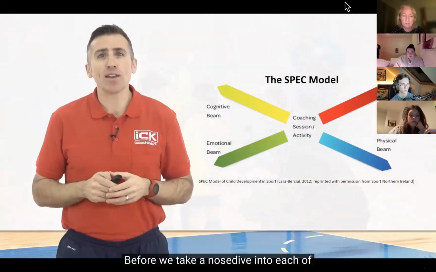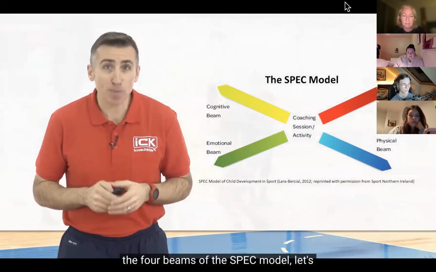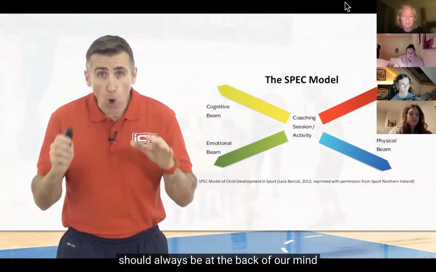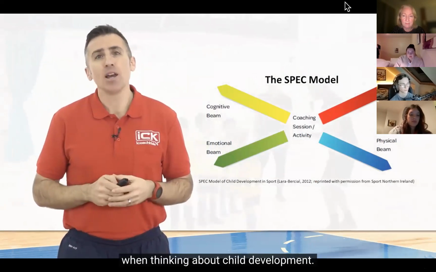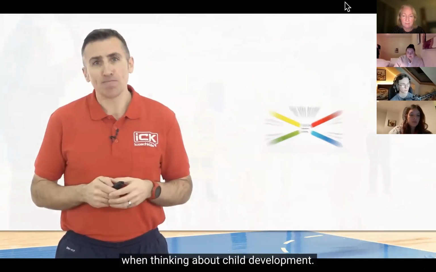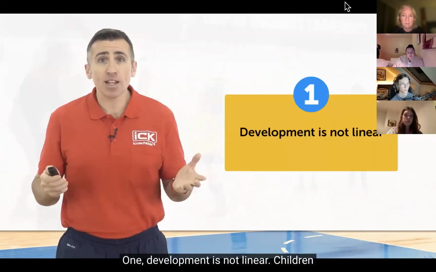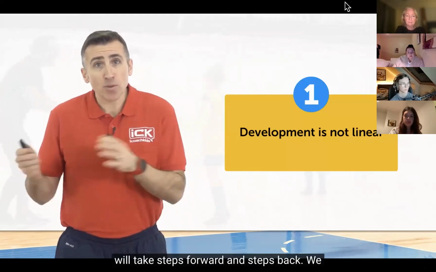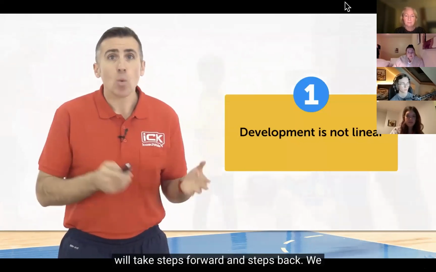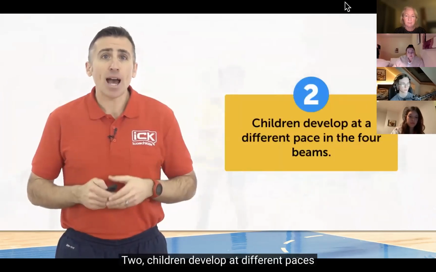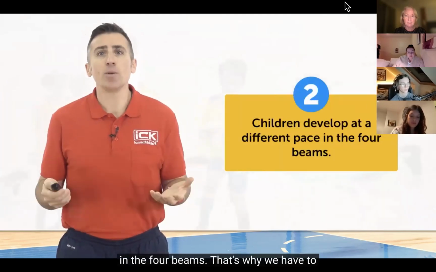Before we take a nosedive into each of the 4 beams of the SPEC model, let's have a look at some key ideas that should always be at the back of our mind when thinking about child development. 1, development is not linear. Children will take steps forward and steps back. We must be patient. 2, children develop at different paces in the 4 beams.